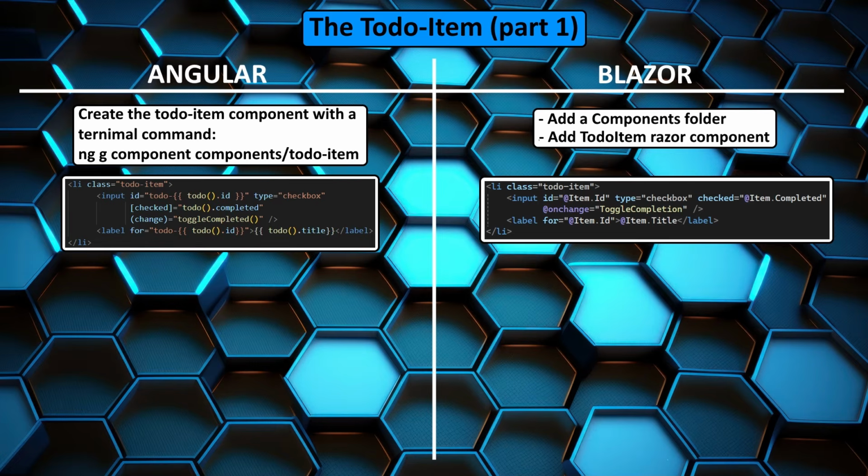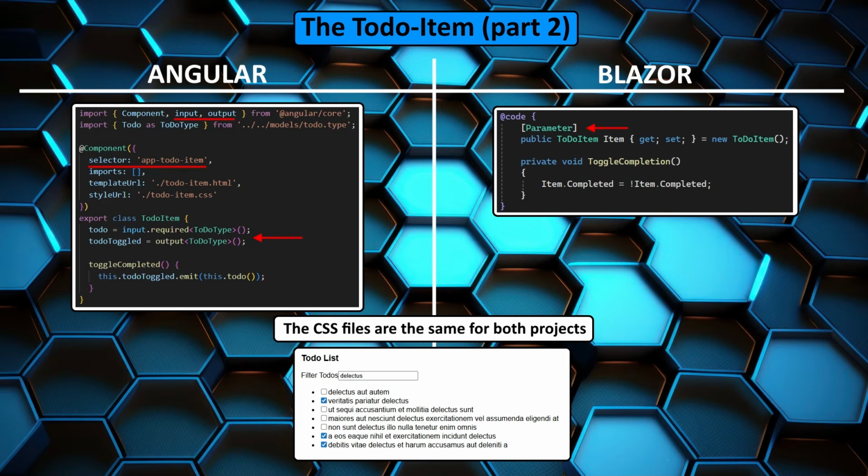Now for the last piece, the actual to-do item component. In Angular, create a to-do item component using a terminal command. This will create an HTML and TS file for the component. In the HTML file, add a list item with an input for the checkbox that displays the completed value. Also add a label for the to-do item's title. In Blazor, you create a components folder and add a to-do item Razor component. Like with Angular, add a list item with a checkbox input for the completed value and a label for the item's title. Both checkbox inputs will call a function or method when the checkbox is changed.